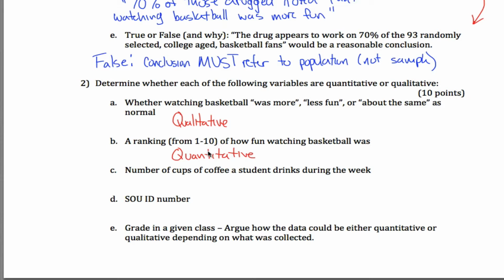If you gave it a 3 on a scale of 1 to 10, but I gave it a 9, and somebody else gave it an 8, I could average those out and say, on average, we got a 6.7 on a scale of 1 to 10. Sure, that average would make sense. This is quantitative. Number of cups of coffee that a student drinks during the week. That is quantitative as well.